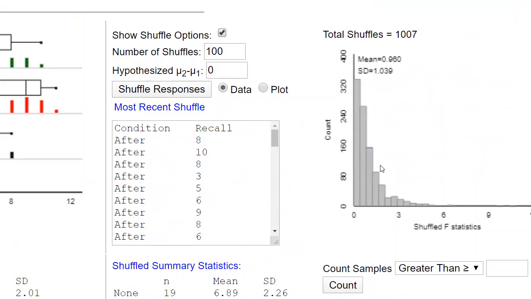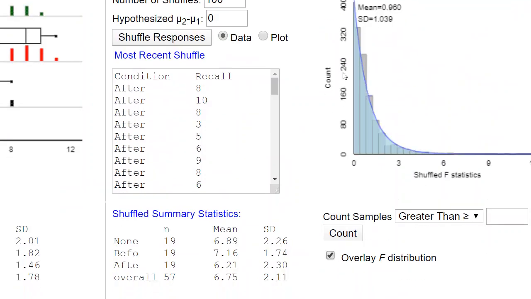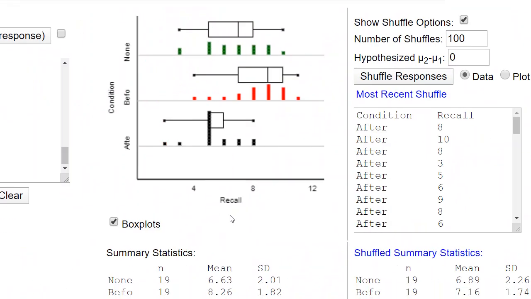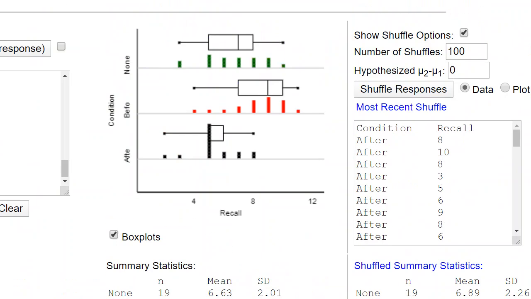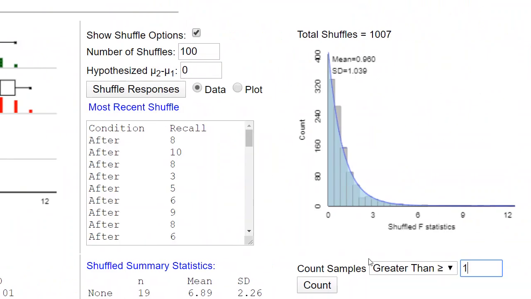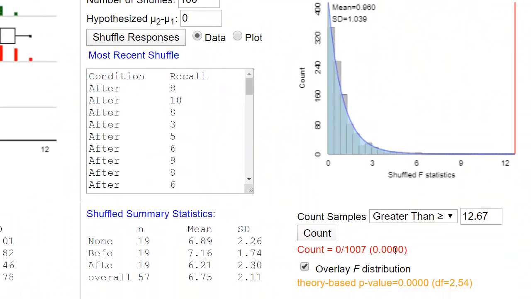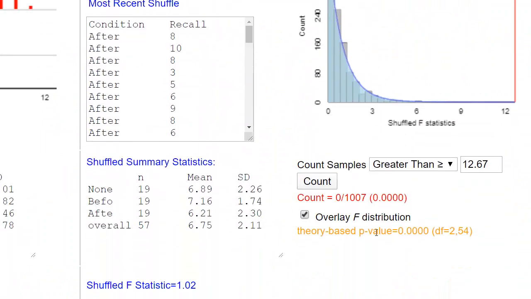You'll notice it looks a little bit different. You can even overlay the theoretical distribution on there for you. And then all we have to do is type in 12.67 into the greater than 12.67, count it up, and you see the p-value is 0. It gives you a theoretical p-value as well as the simulated p-value.